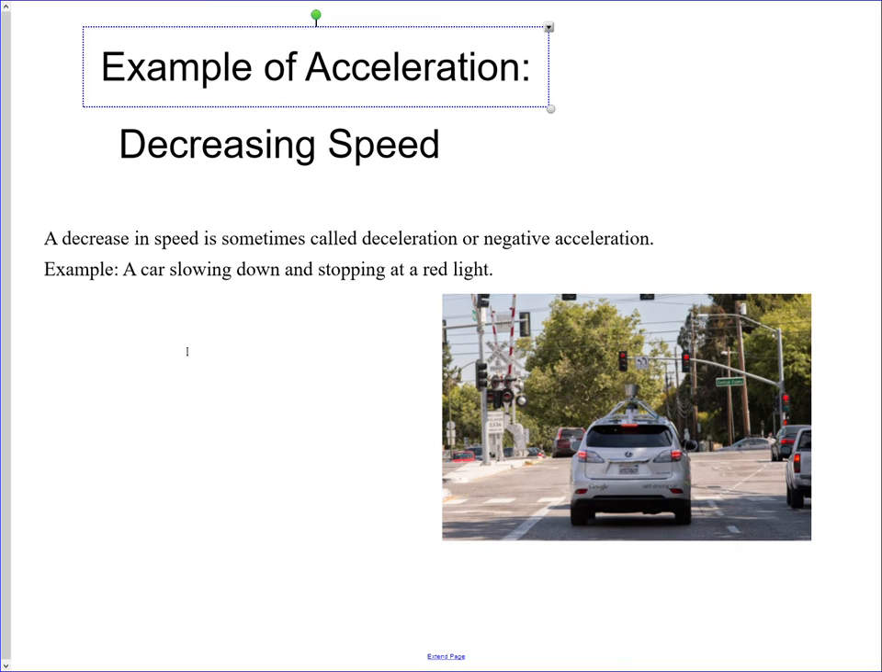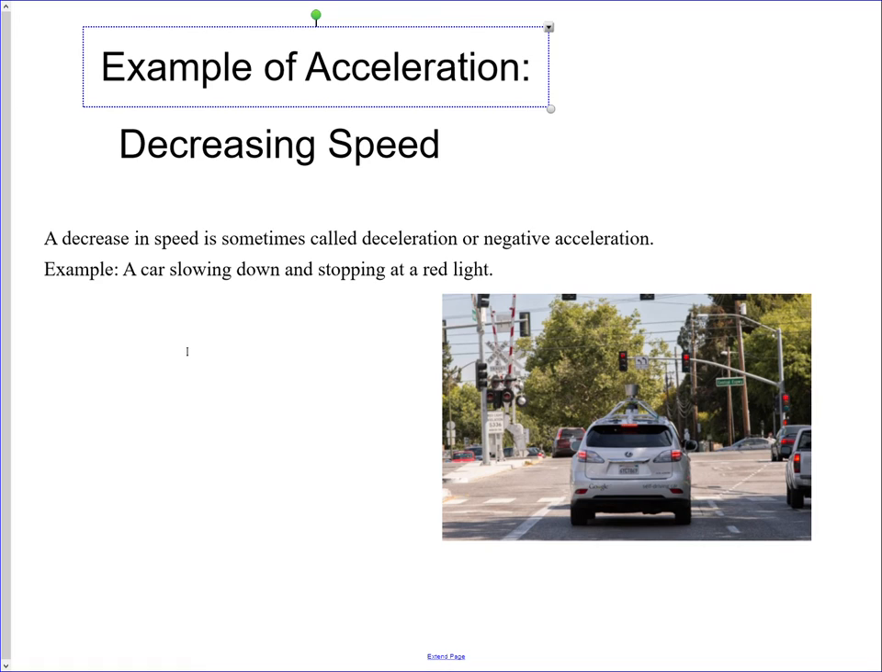Sometimes you'll see negative acceleration. So all you would do is put a negative sign in front of a number when you're calculating your acceleration. This example was talking about a car slowing down and stopping at a red light. So the car is accelerating, right? Because it's slowing down, there's a decrease in speed.